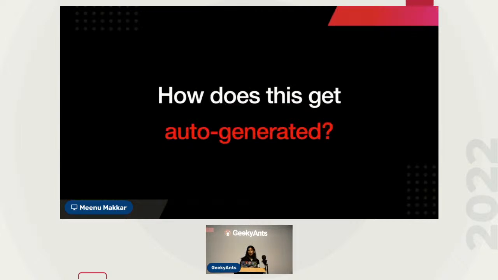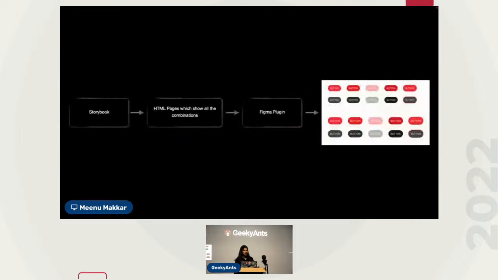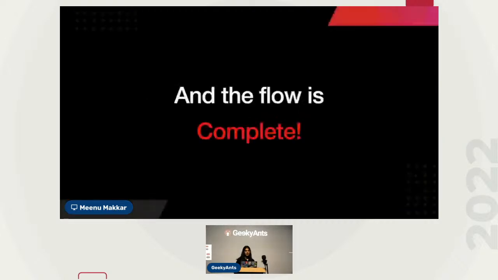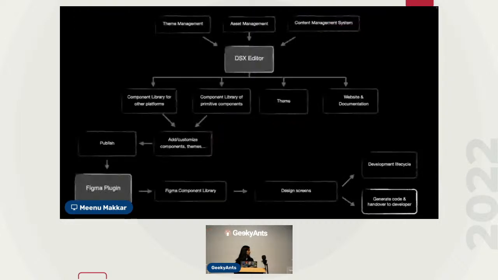So how is this Figma library getting auto generated? We have a Storybook and a component library for the developers to work on, and they can add their custom components there as well. To create a Figma component library, we should have all the visual variants of the component. We are creating HTML pages around it, so every component has its HTML page, and then we have a plugin in Figma which takes all the variants from the hosted HTML pages and maps those properties to the Figma component library. We have written a mapper in the plugin basically. So this entire flow gets completed.